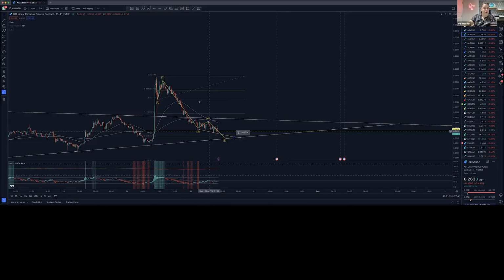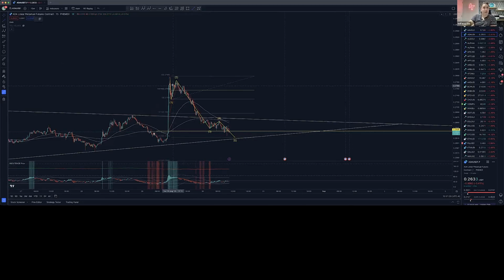So that is correct. Do we have a trend break on this one here? We don't. Again, what I like to see in that specific situation is the ABC correction to break that downtrend, like this one here. So I'm gonna watch this one.